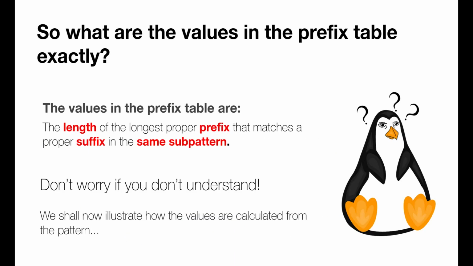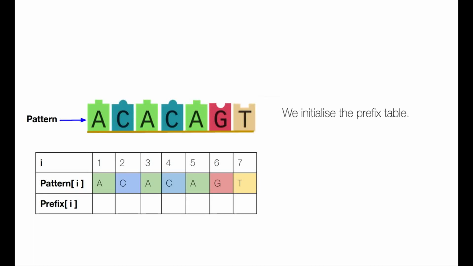So the values in our prefix table refer to the longest proper prefix that matches a proper suffix, up to the end of the subpattern. This might sound quite confusing right now, however we are about to go over an example of generating a prefix table, which should clear it up. We shall be using the same pattern from the previous example.